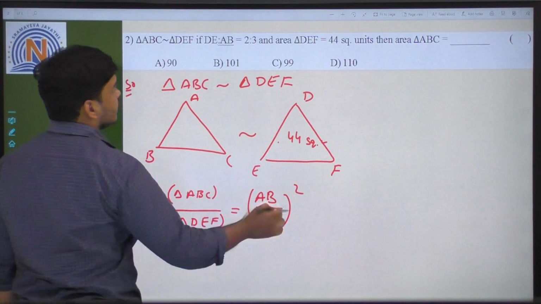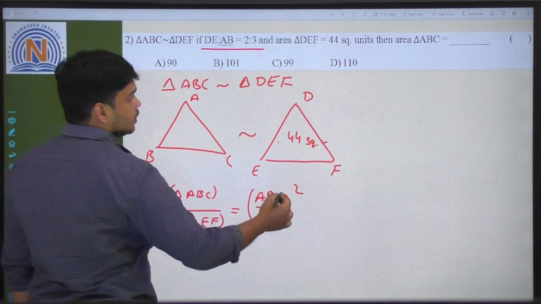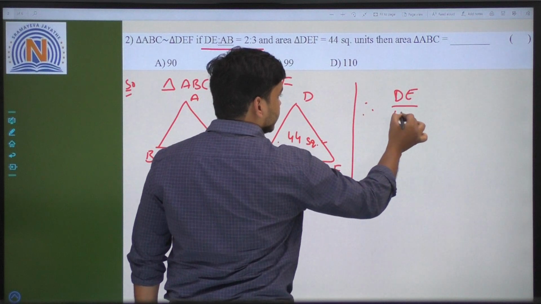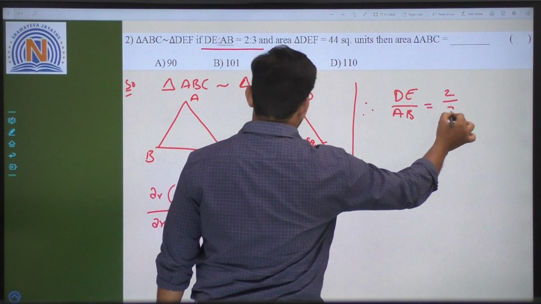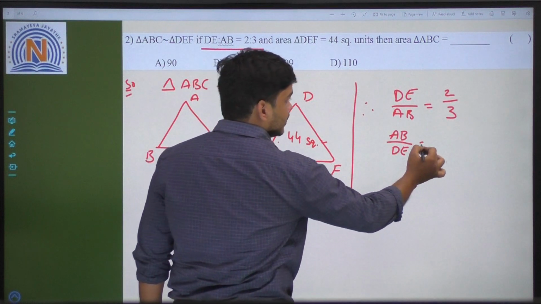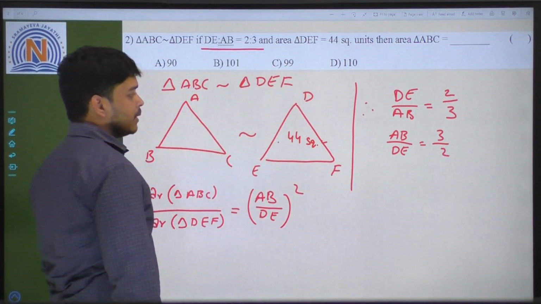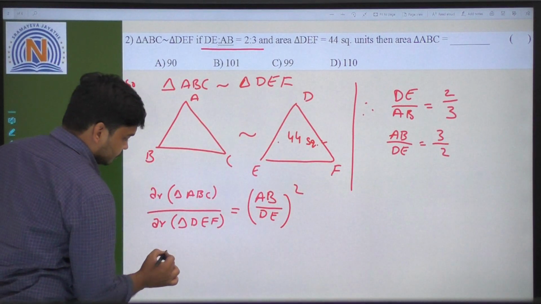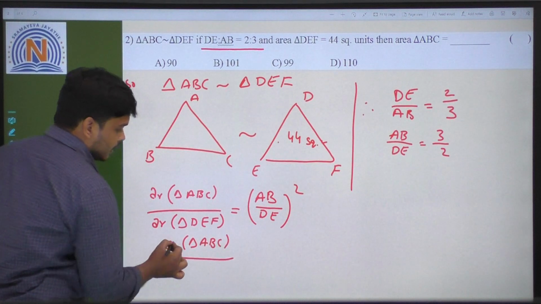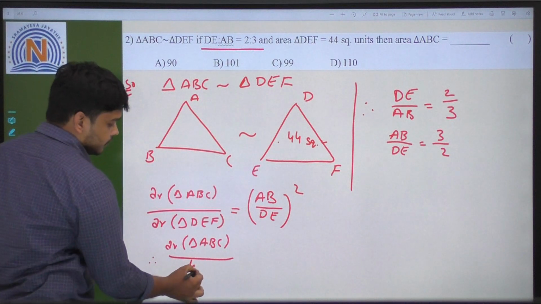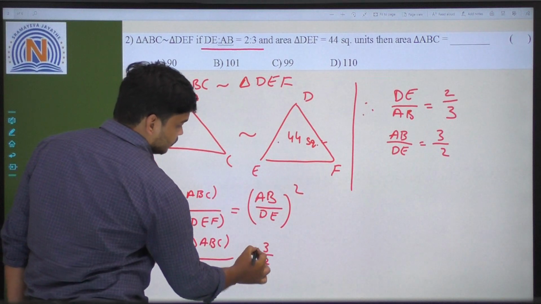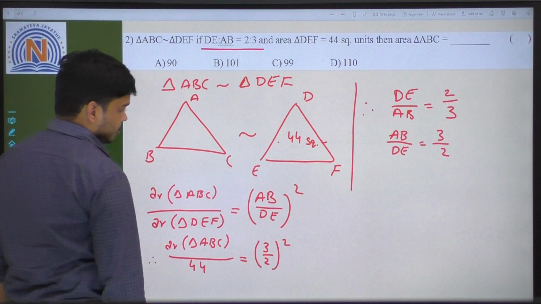So what is given is DE by AB. DE by AB is equal to 2 by 3. Then you should inverse it. AB by DE is equal to 3 by 2. So area of triangle ABC by area of triangle DEF, which is given as 44, is equal to AB by DE, that is 3 by 2 whole square.